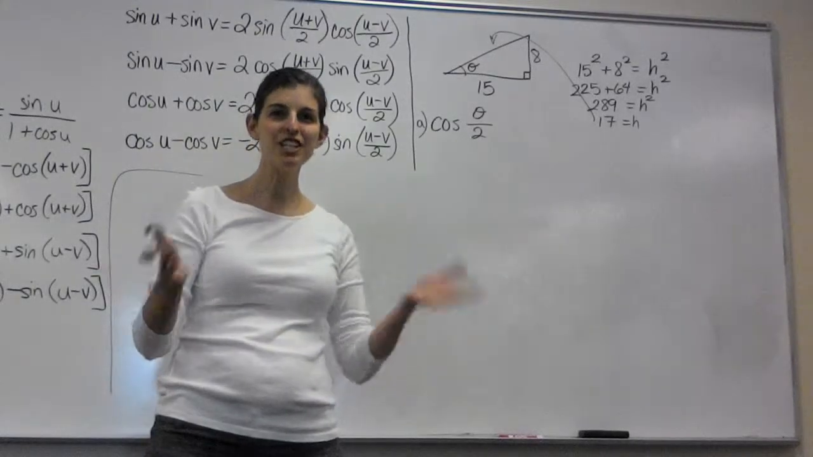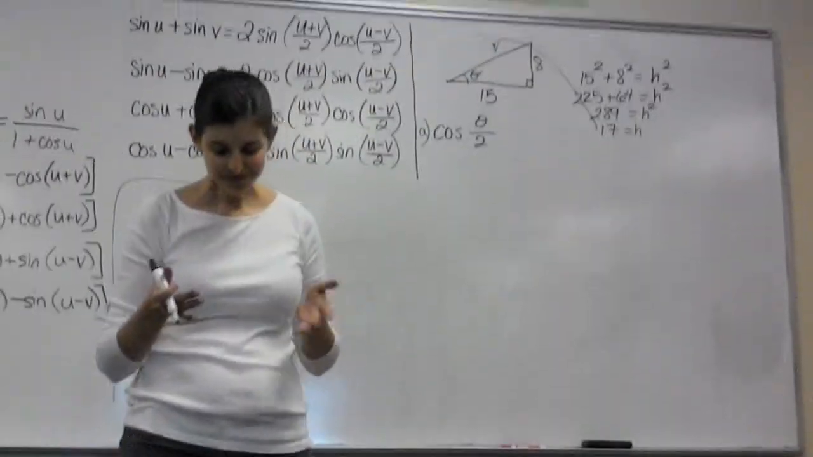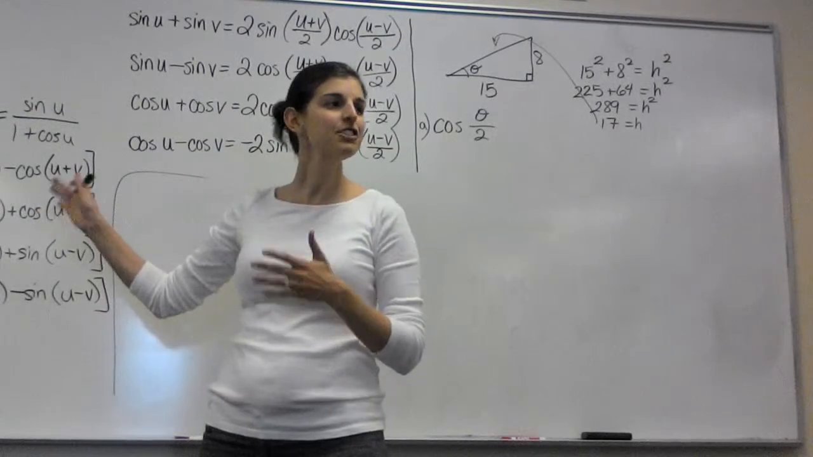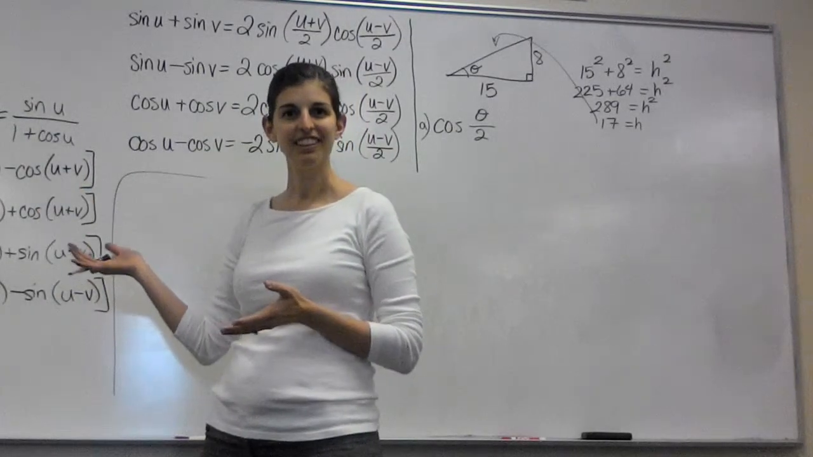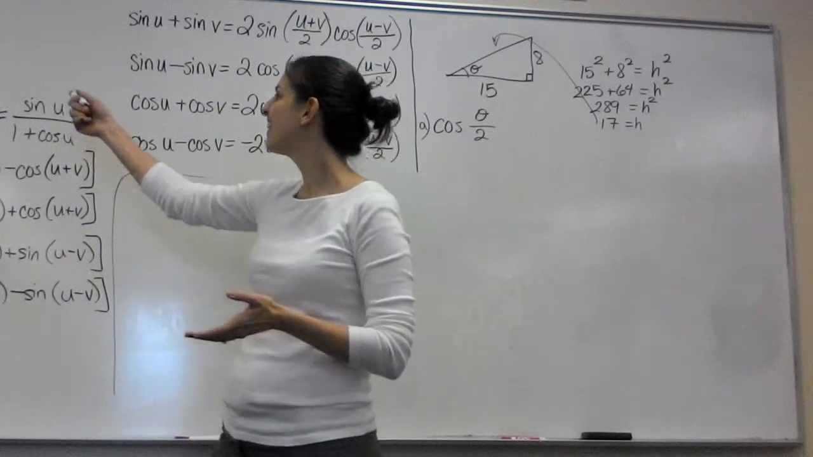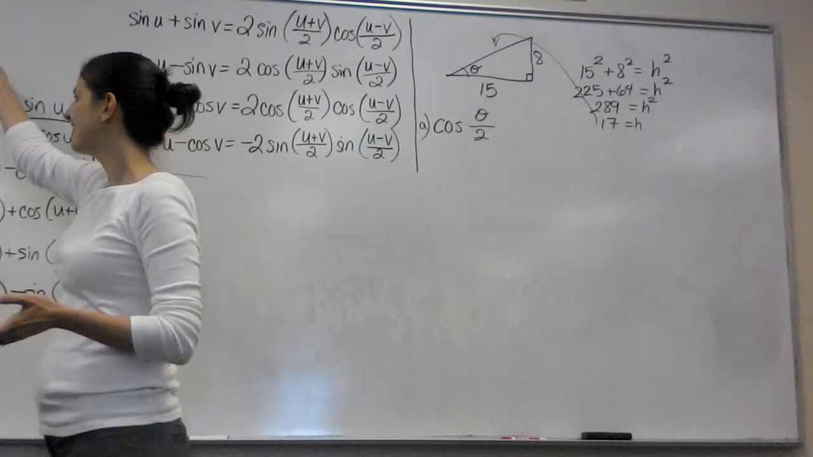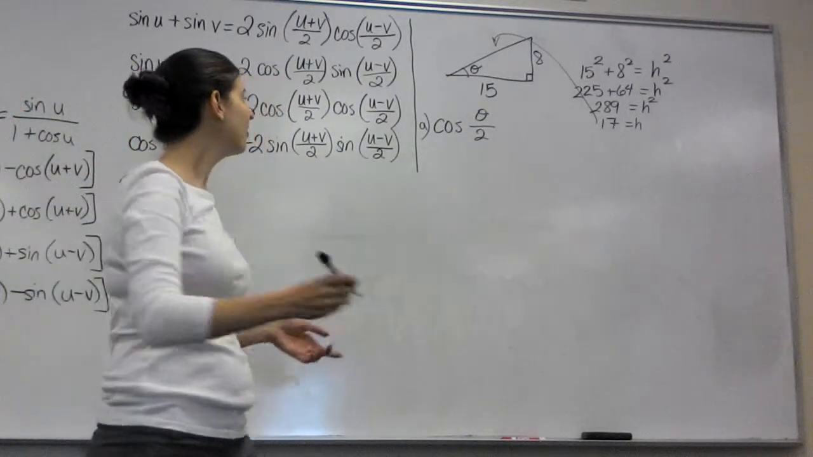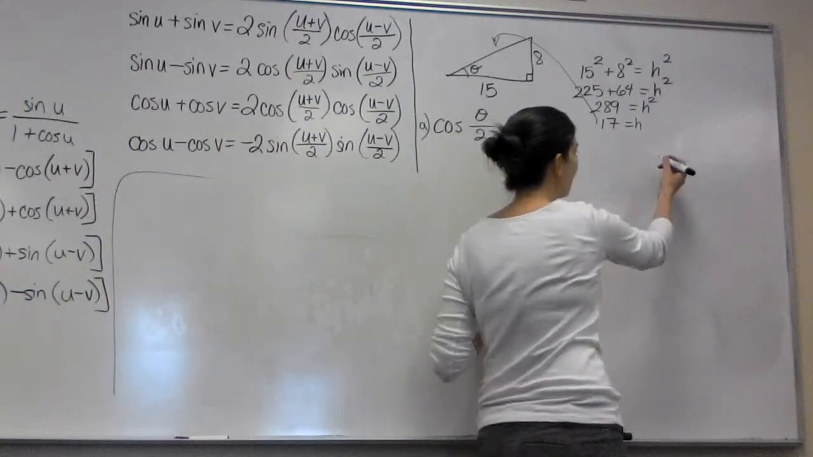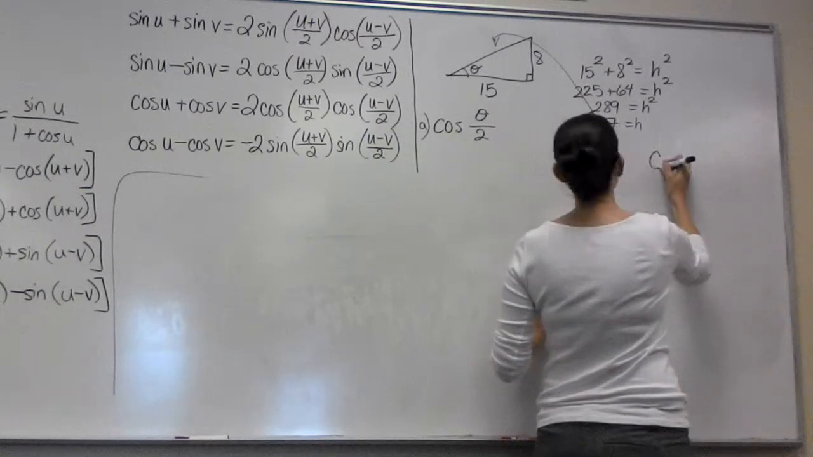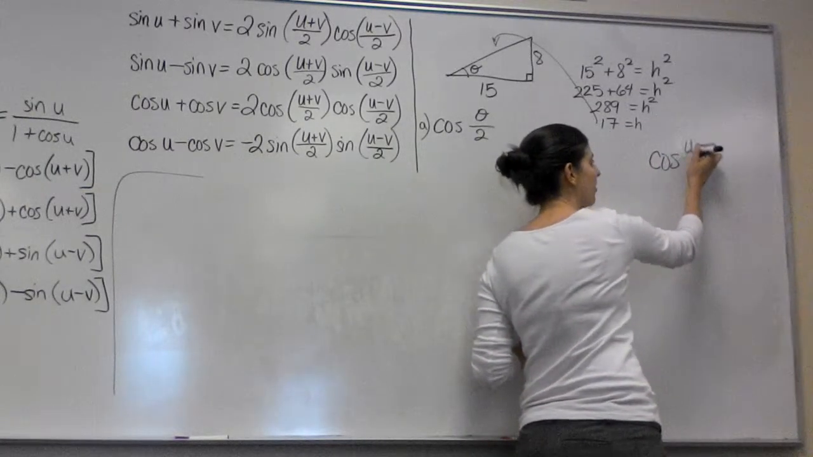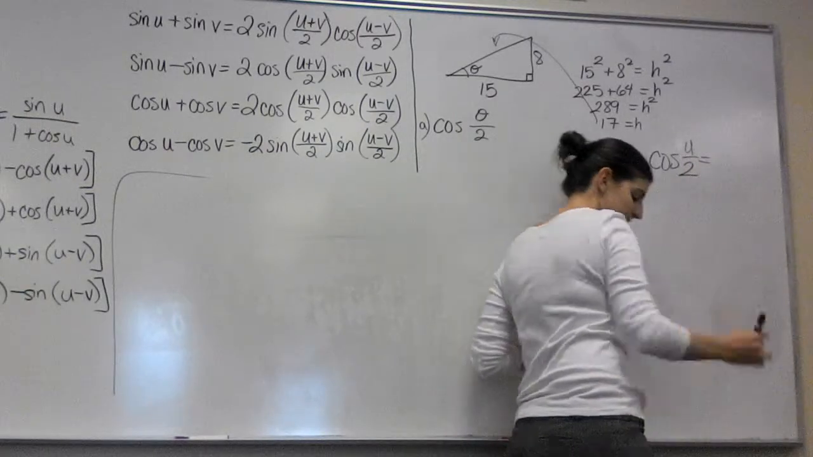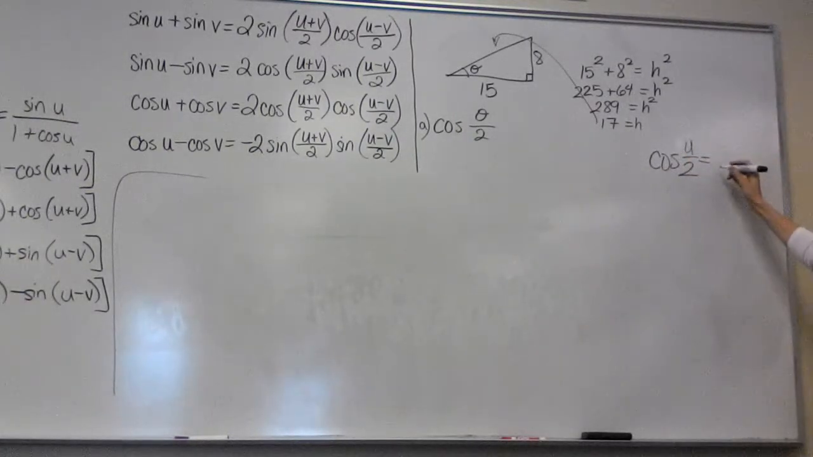Ladies and gentlemen, she has a good idea. Yes, that one, cosine of u over 2, the second one. Okay, let me write that down. The cosine of u over 2 is equal to plus and minus the square root of 1 plus cosine of u, all over 2.